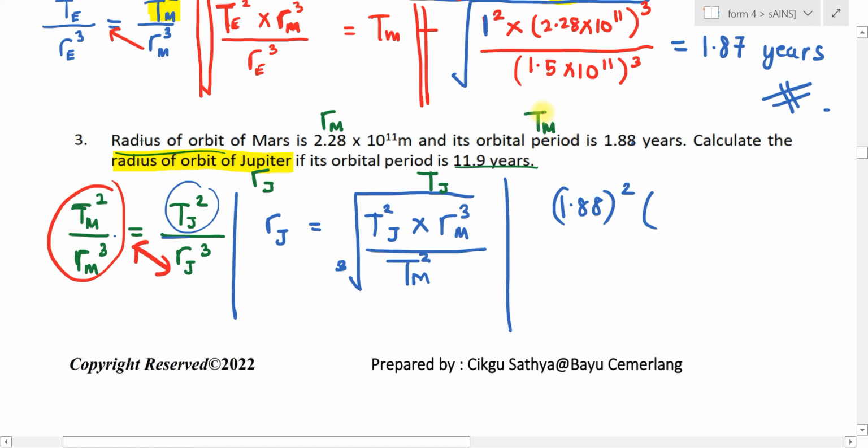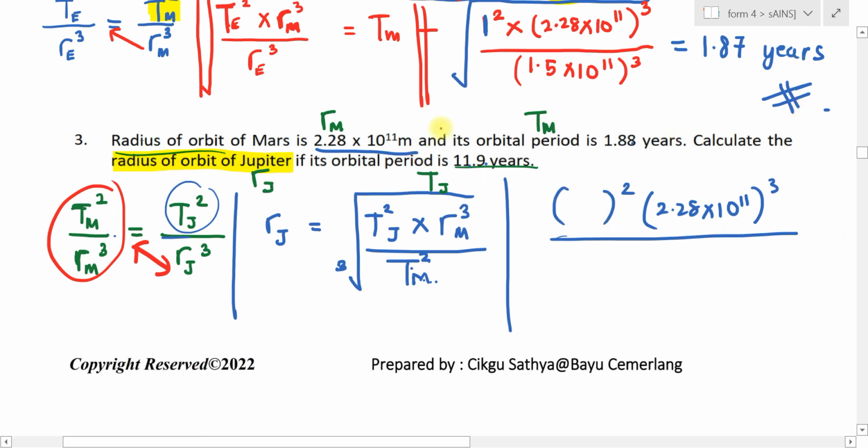Radius of the mass is how much? 2.28 times 10 to the power of 11. Jangan lupa cube, over period of the mass. Saya silap ganti kot. Not 1.88 ke bawah.